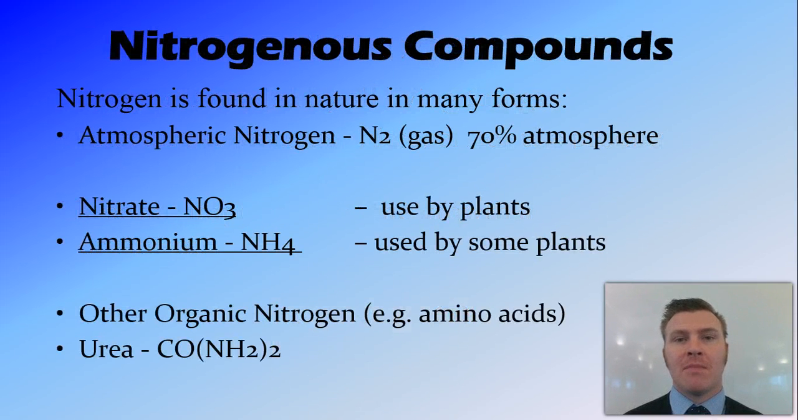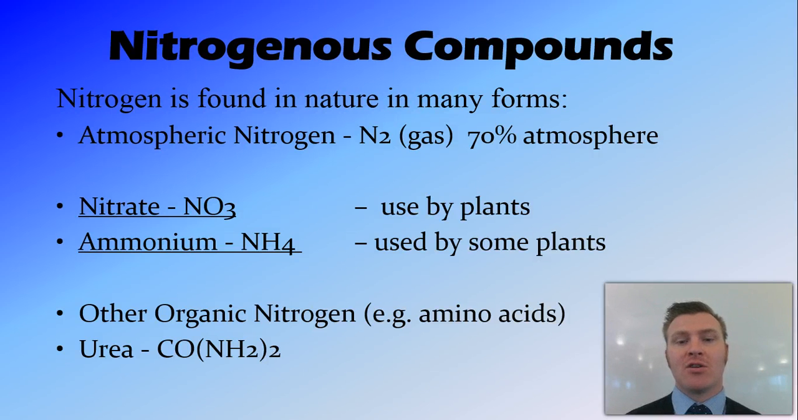Nitrogen comes in many different forms within the environment. The by far largest form of nitrogen is atmospheric nitrogen, N2, which is found in the atmosphere, and it makes up around 70% of the atmosphere. So there's a lot of nitrogen in the air. The problem is that the nitrogen in the air cannot be used by plants or animals.